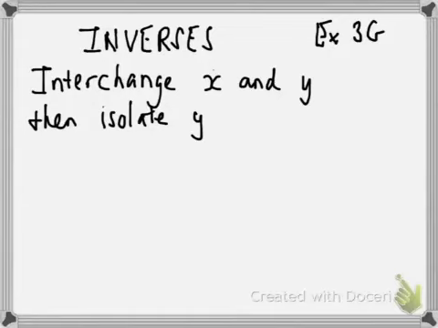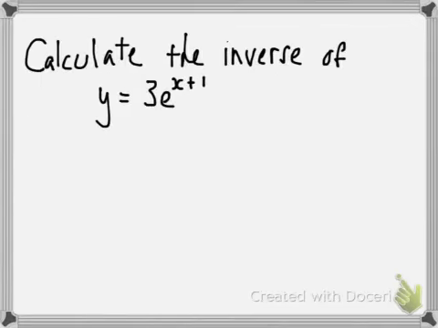Exercise 3G on page 148 is about inverses. The general rule for inverses is that you take your original function, you interchange, that is swap x and y, and then you isolate y. So the equation should already be in the form y equals or f of x equals. You swap x and y over and isolate y. So let's have a look at how this works.